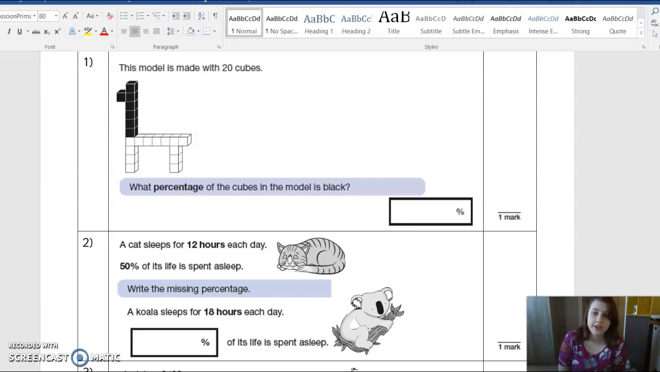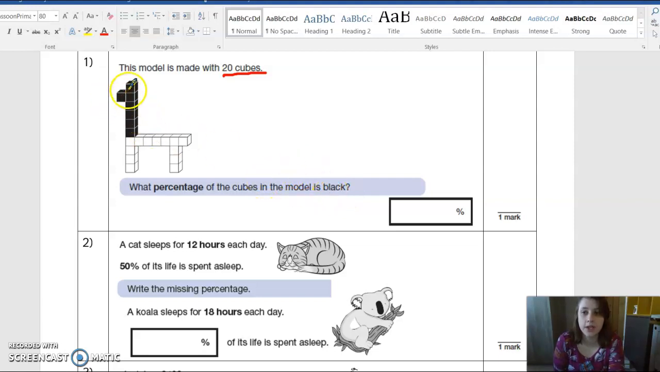So on Friday I asked you to do the percentage problems, questions 1 to 4, to have a go at applying those percentage skills to different problems. So let's have a look at question number 4. We've got a model that is made with 20 cubes. What percentage of the cubes in the model is black?